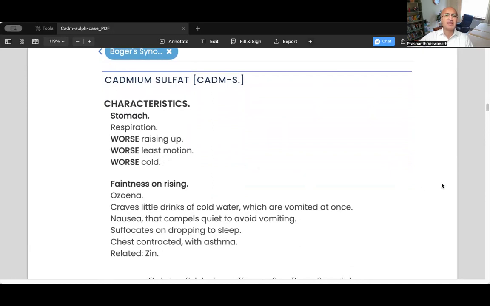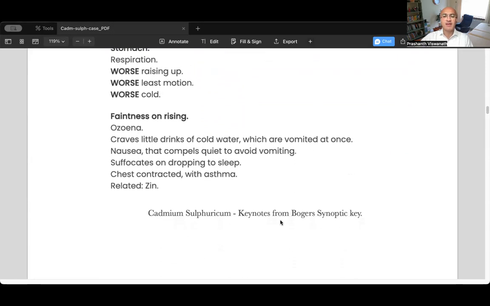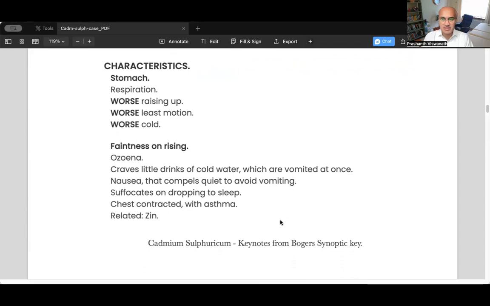As you can see, it says there is a problem in the stomach. That's one keynote. There is worse rising up and worse least motion. And it talks about nausea that compels quite to avoid vomiting. It also talks about craves little drinks of cold water which are vomited at once. So these are all covered. Now, should we give cadmium sulfide based on these? It's a very strong case for cadmium sulfuricum. And if you do know that all the modalities are covered and the very prominent keynote is covered, it is a very, very strong indicator of the remedy.